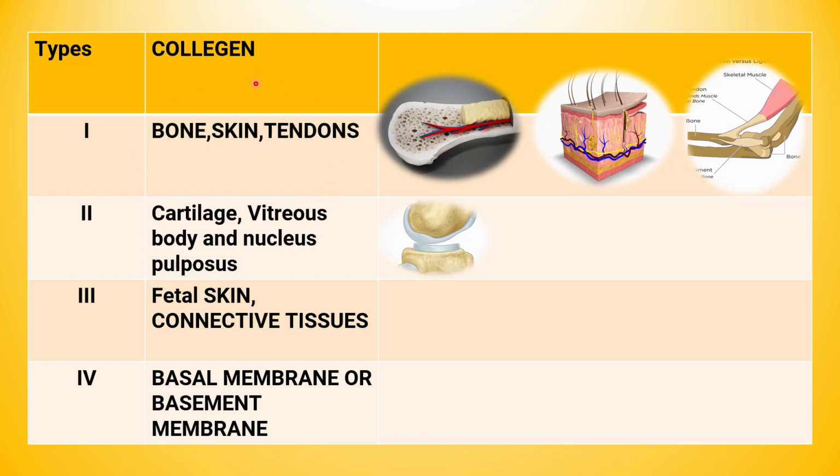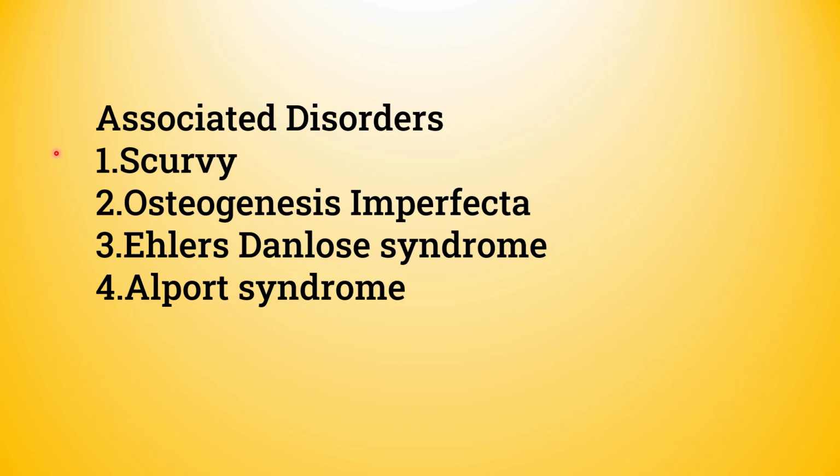So these are the important functions of collagen: maintaining the structure of particular tissues, helping in preventing friction, and being an important part of the basement membrane or basal membrane. So what are the associated disorders of collagen? The first one is scurvy, second is osteogenesis imperfecta, third is Ehlers-Danlos syndrome, and fourth is Alport syndrome. We'll discuss them one by one.